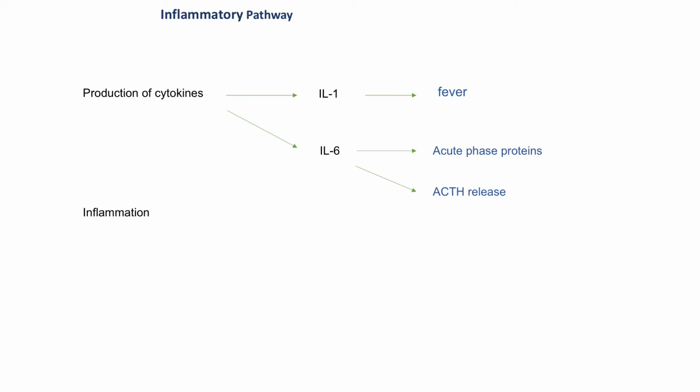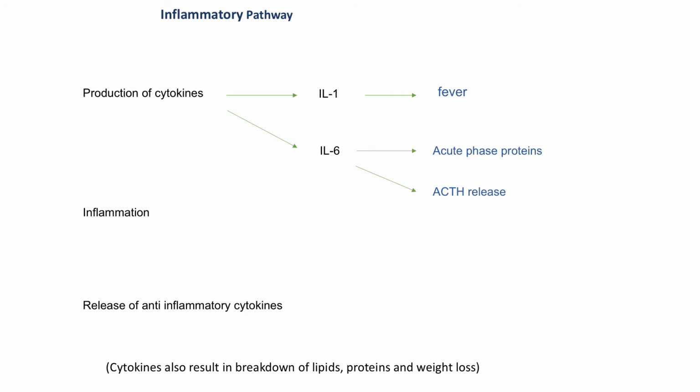Different mediators of inflammation produced during this process also result in increased blood flow to area of inflammation and increased vascular permeability. Some anti-inflammatory cytokines are also produced that help to control inflammatory process. So cytokines have many systemic effects, and cytokines can also result in breakdown of lipids, proteins, and weight loss.